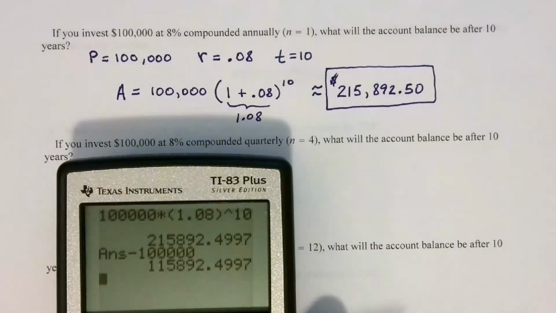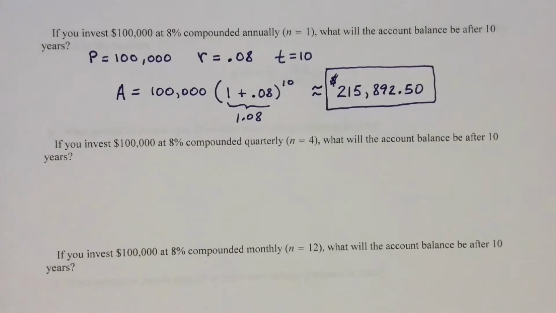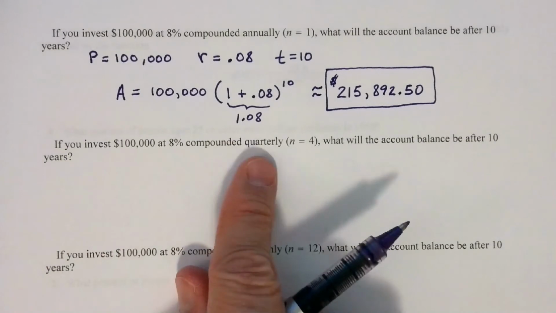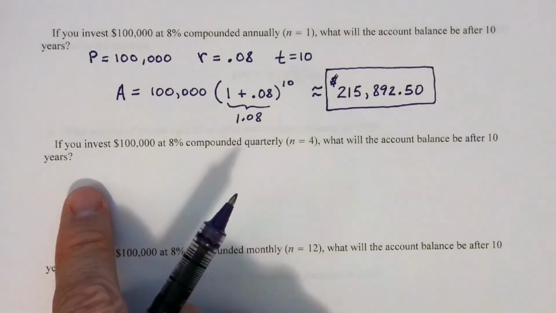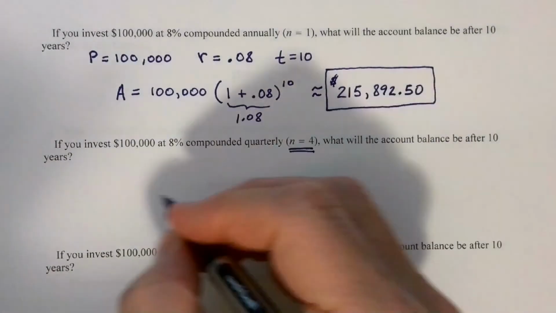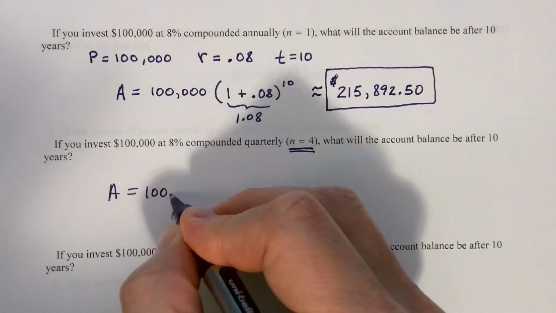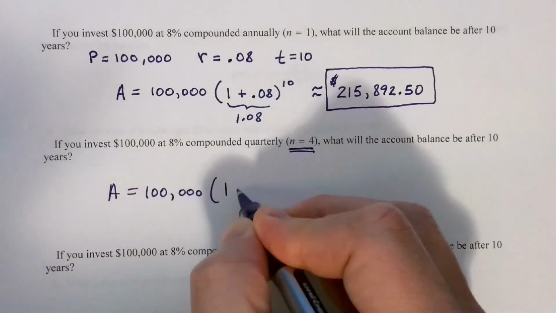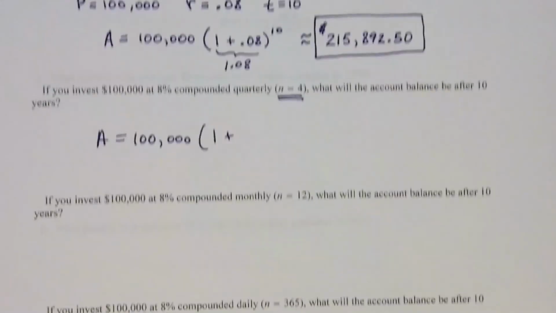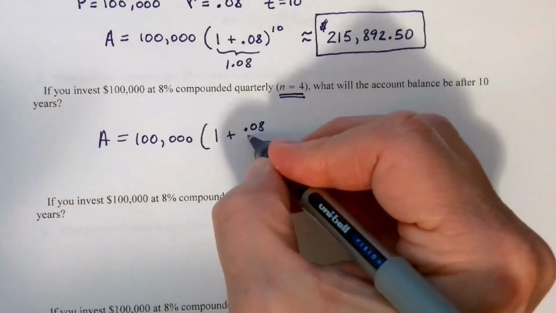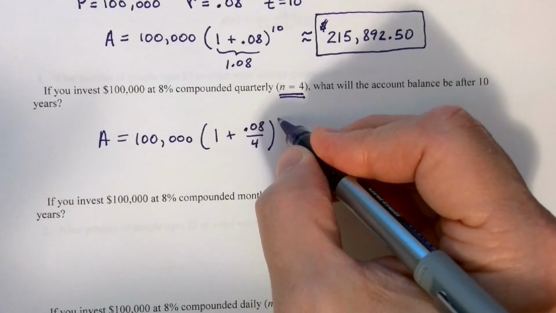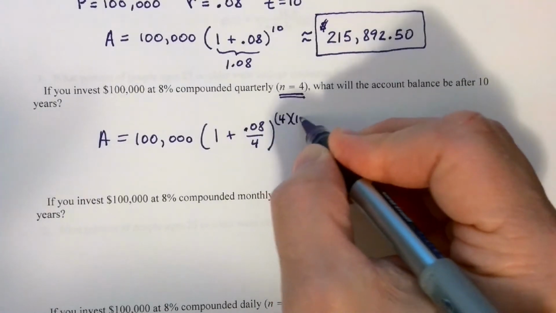Okay, now let's take it one step further. What if you invest $100,000 at 8% compounded quarterly? What will the account balance be after 10 years? So everything's the same here except what? The n equals 4 part, right? So now my account balance is 1 plus, and remember the formula, r divided by n, to the n times t power. So r is 0.08 divided by n, which is 4, to the n times t, 4 times 10 power.